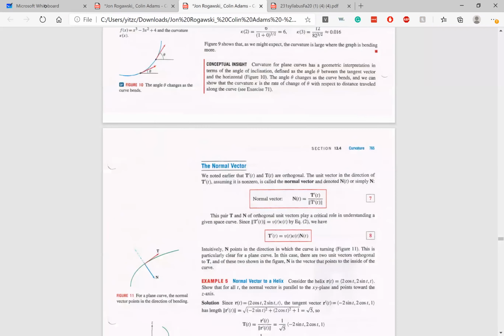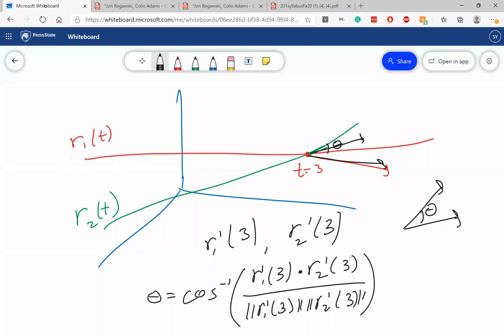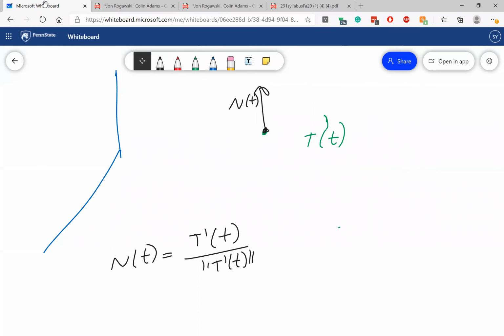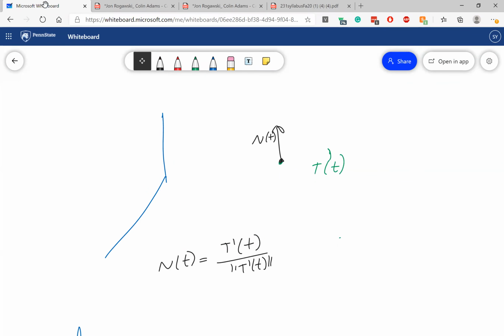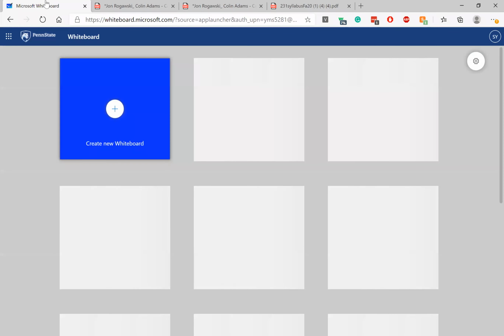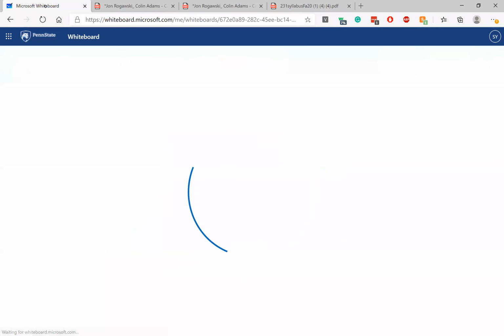So, okay. That was the normal vector. And so here's our normal vector. Our normal vector is t prime over the magnitude of t prime. So going back, here is our normal vector. Oh, and it looks like the curve got erased. Let me actually go to a new whiteboard. Okay.